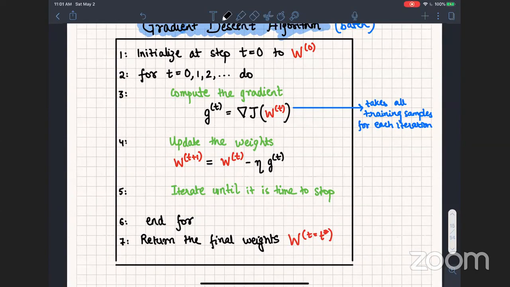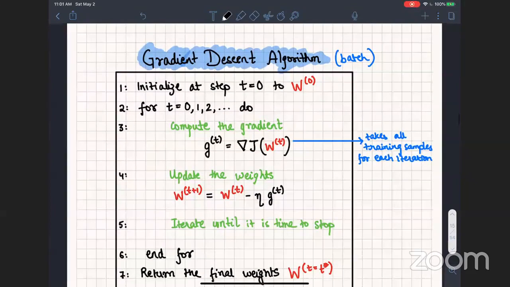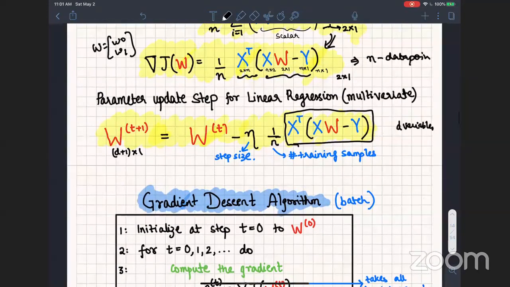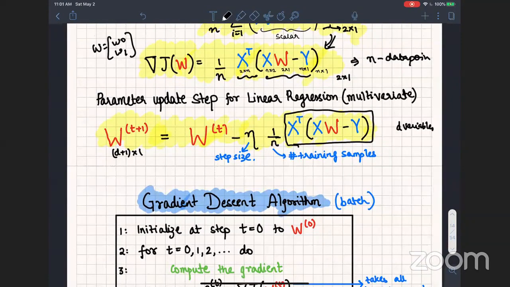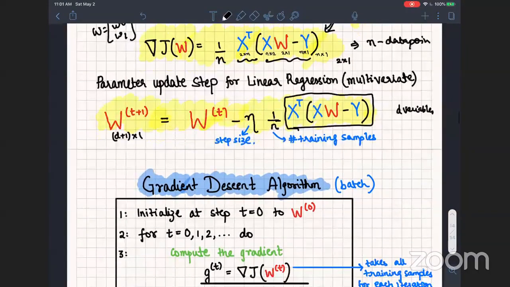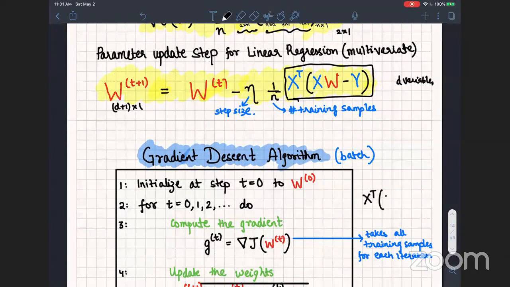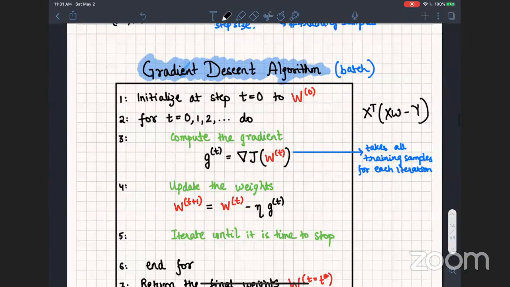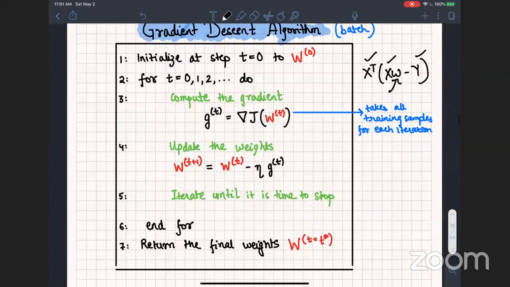So we're going to go over step 2 again, then compute step 3. To compute step 3, del J, you have to plug in the WT from the previous iteration here. So let's write it down here: X transpose (XW minus Y), right? So X is known, Y is known, W is now being updated at every step. So in this new iteration, W would be the W from the previous iteration.